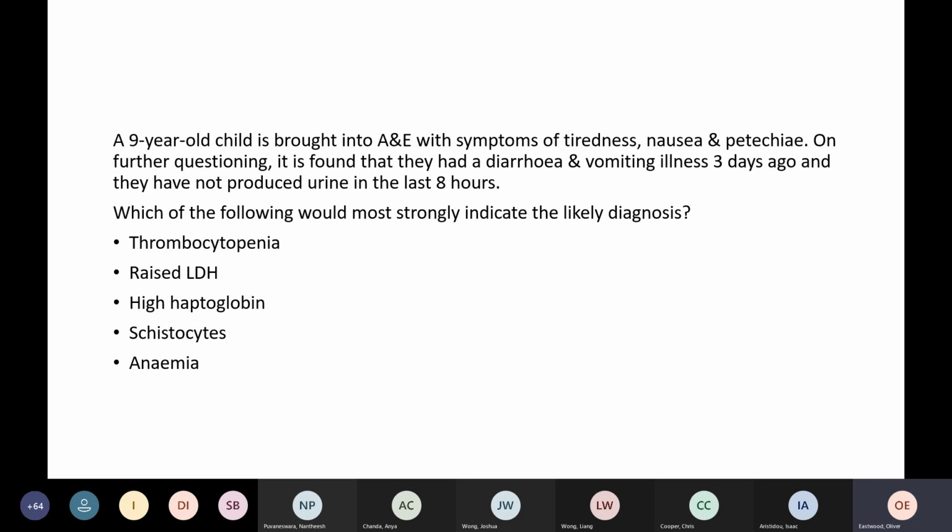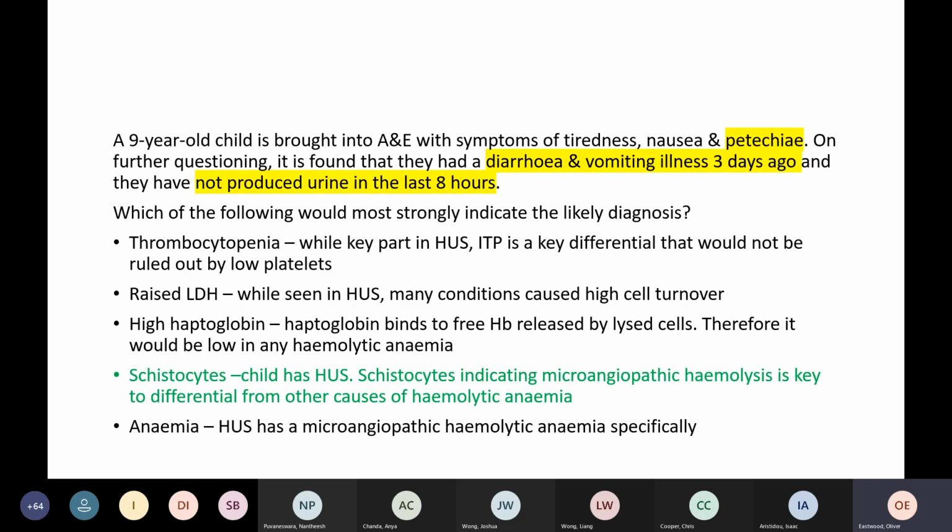So a bit of a mean heme style question. What we have here is hemolytic uremic syndrome. You've got a child with nausea. They've got these petechiae, so you've got some platelet dysfunction. You've got severe renal dysfunction. They're anuric. And you've had a recent episode of diarrhea and vomiting, which is giving you that E. coli history for your HUS.